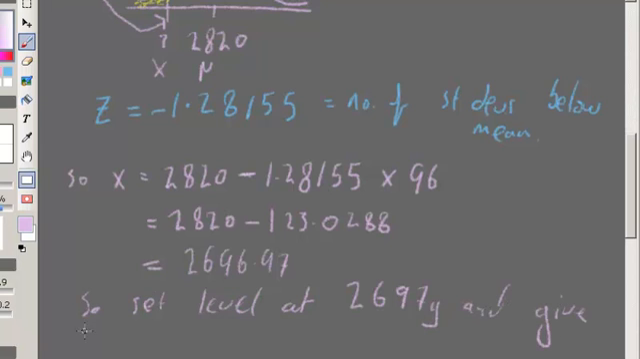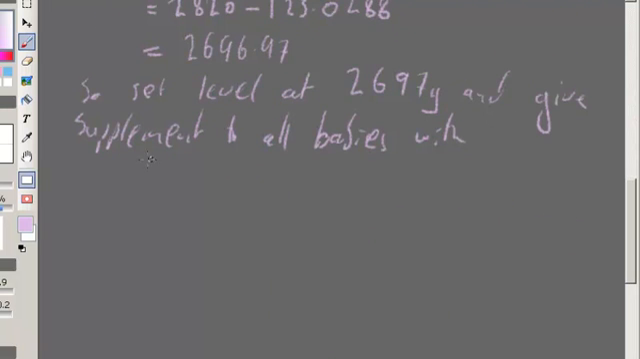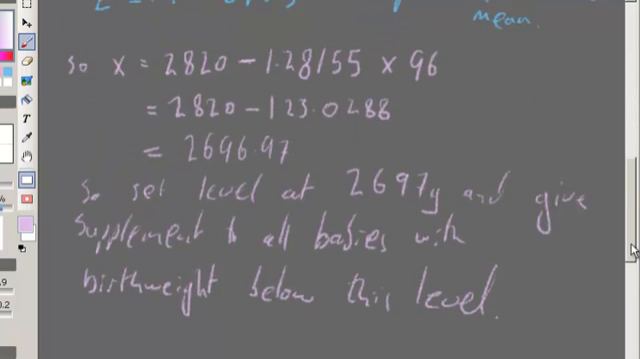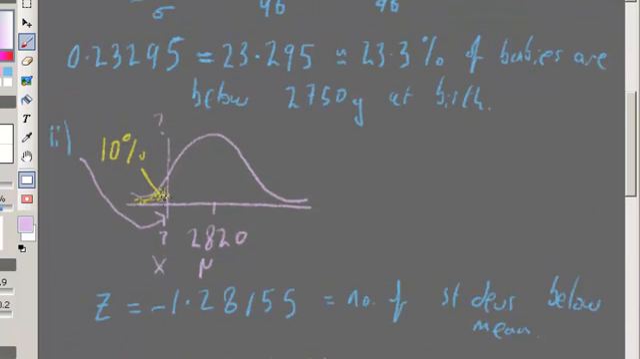And give supplements to all babies with birth weight below this level. So set that to 2697. Give all the babies that weigh less than 2697 the supplement, and that will work out as 10% of the babies according to this calculation.